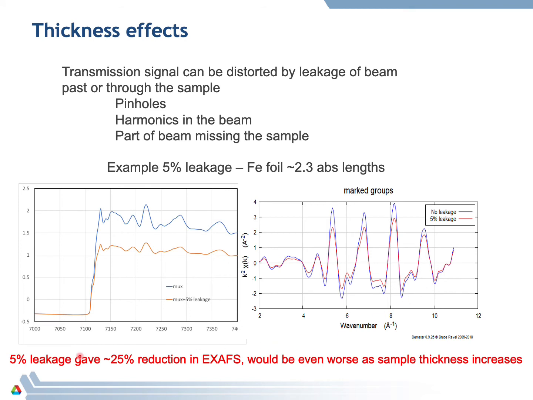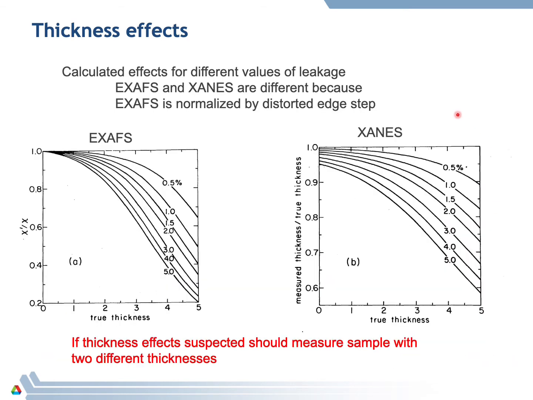So we just take this data and use it to extract the XAFS. We find that just 5% leakage in this case gave almost a 25% reduction in the XAFS amplitude. And if the sample was thicker, this would be even a bigger factor. In fact, iron foil is kind of a good case because typically you'd have other elements around that would also be increasing the total absorption length. So the thickness effects can be calculated, and I just show some calculations here for the different cases.